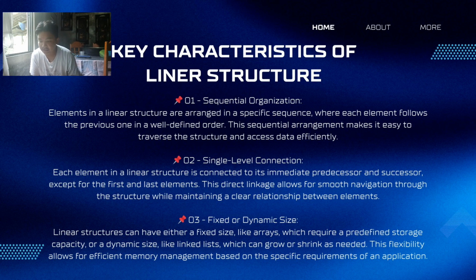The sequential organization. The elements in a linear structure are arranged in a specific sequence where each element follows the previous one in a well-defined order. This sequential arrangement makes it easy to traverse the structure and access data efficiently. So kaning sequential organization, na siya data nga mo-follow pud siya og fixed sequence. Data nga mo sunod og nga fixed or kanang buo na nga sequence.